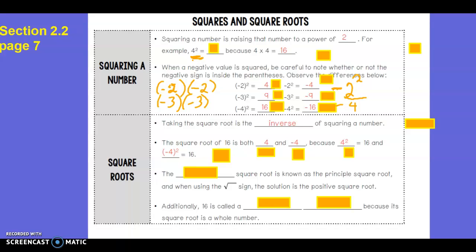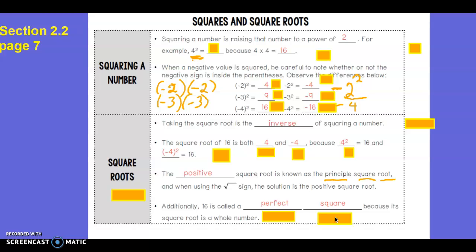Now, most of the time when you take the square root of a number, we're just going to focus on the positive square root, and that is called the principal square root. So when you see the square root sign, the solution is usually that positive square root for most practical purposes. But if you're asked to give 2 answers, you would say the positive and negative of that number. Now, the number 16 is called a perfect square because its square root is a whole number.